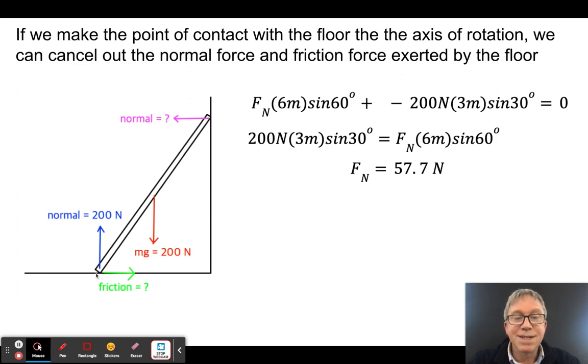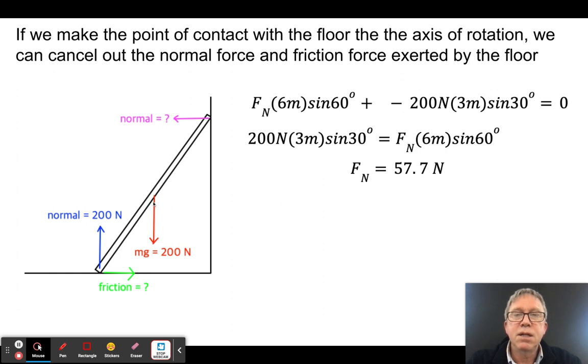So what I'm going to do is this. I'm really going to make life simple. I have two forces acting through this one point here. That's going to be my axis of rotation. So the torque caused by both of those just goes to 0. So then I've just got this system here. So I've got two torques. I have a clockwise torque and I have a counterclockwise torque.